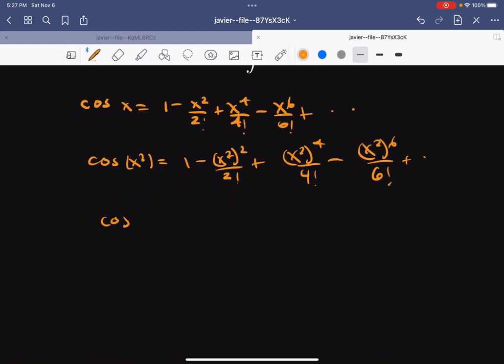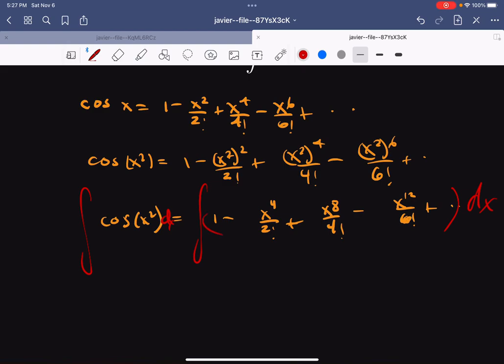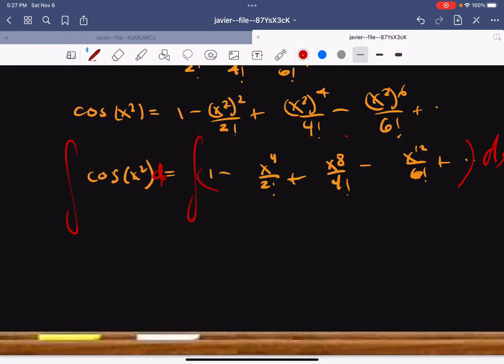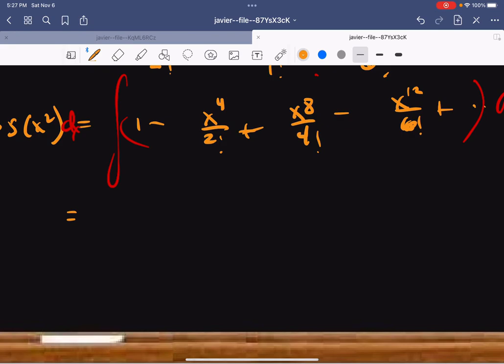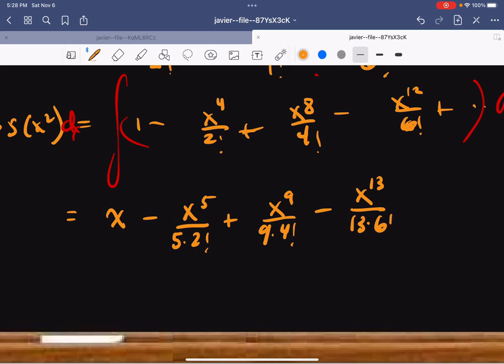So cosine of x squared is equal to 1 minus x to the 4th over 2 factorial plus x to the 8th over 4 factorial minus x to the 12th over 6 factorial, and on and on and on. Here's the punchline: while this one may be impossible to integrate, this one is not, because it's just a polynomial. So we get an expression for the antiderivative. Although it's not the most satisfying expression, it is an expression. It's a really, really long polynomial, infinitely long as a matter of fact, but still it's an answer: x to the 5 over 5 times 2 factorial plus x to the 9 over 9 times 4 factorial minus x to the 13 over 13, and on and on and on.